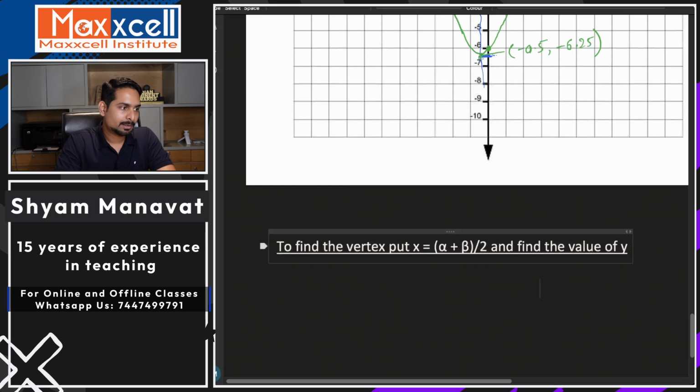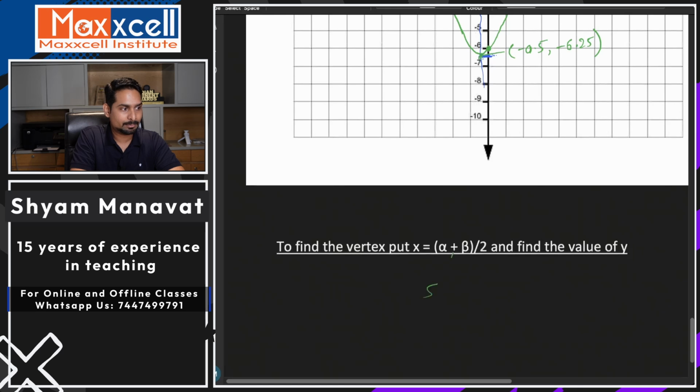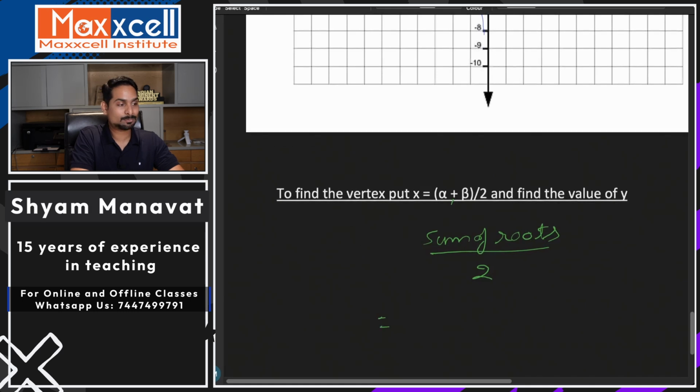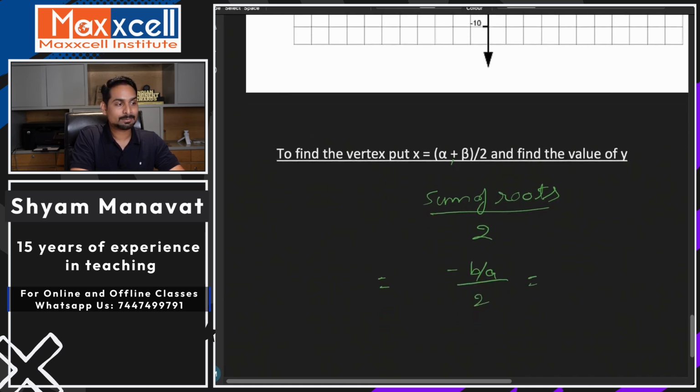Yeah, the midpoint of roots. So midpoint of roots is what? Alpha plus beta by 2. Alpha plus beta is what? Sum of roots. Yeah, so for sum of roots, you don't actually need to find out the roots, because the sum of roots can also be expressed as what? Minus b upon a.